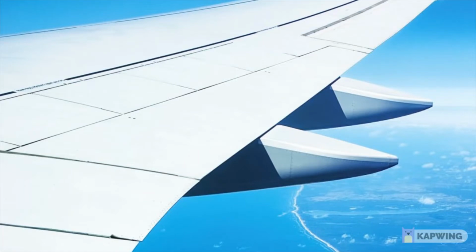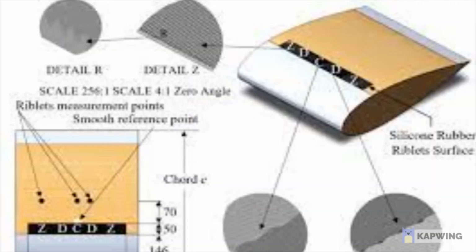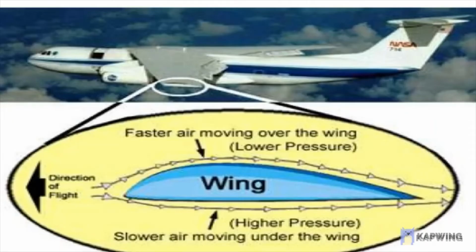Now let us look at the functioning of the airfoil. The upper surface of the airfoil is very smooth and is designed in such a way that it offers very less drag to the flow of the air over it. Now, the upper surface has a higher velocity as compared to that of the lower surface.